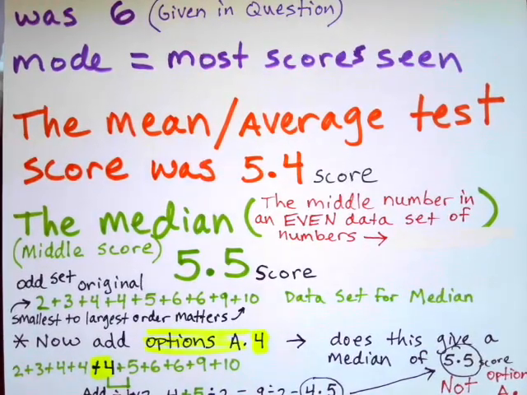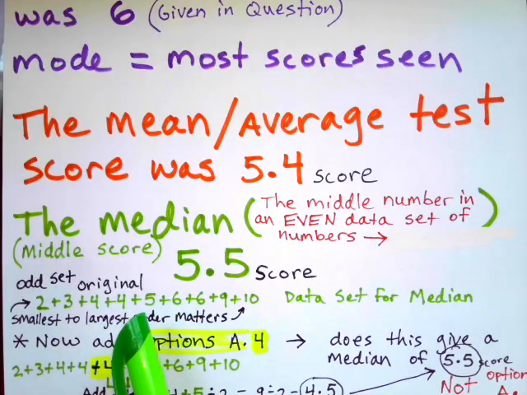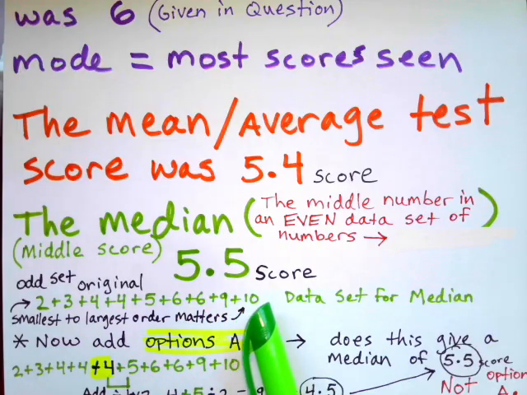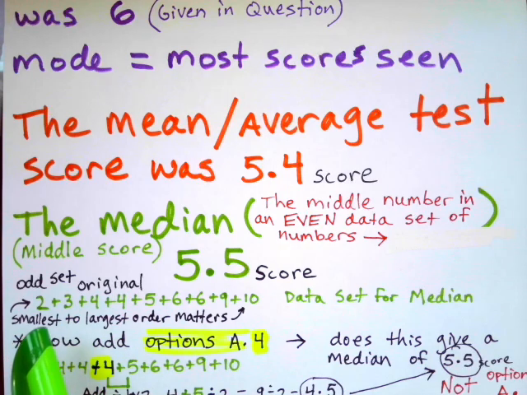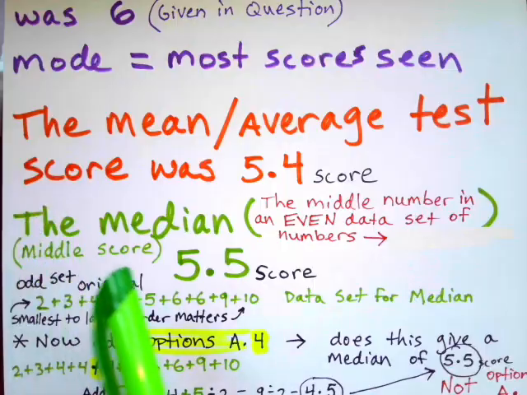It's important that you organize or write all of your values from smallest number to the largest number, right? So there was a 2, a 3, two 4s, a 5, two 6s, a 9 and a 10. That's the data set, all those numbers. And you have to write them from smallest to largest when you're looking for your median value.